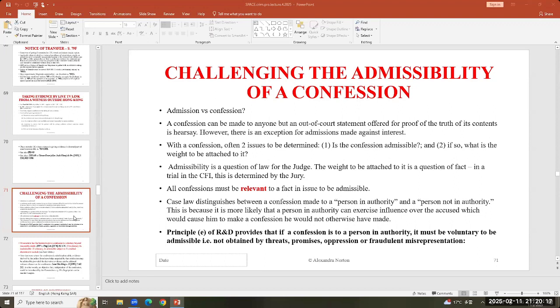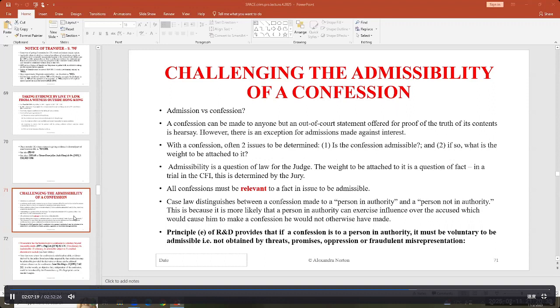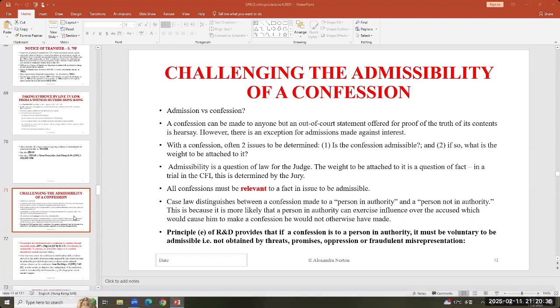Most of the cases you read talk about confessions to a person in authority. And we'll look at what that means. We'll refresh our memories. But technically, you can confess to anyone, right? You can confess to the person sitting next to you, your buddy, that you've done something. It's just that the case law focuses on persons in authority because they have more scope to influence and exert a confession against a defendant's free will.